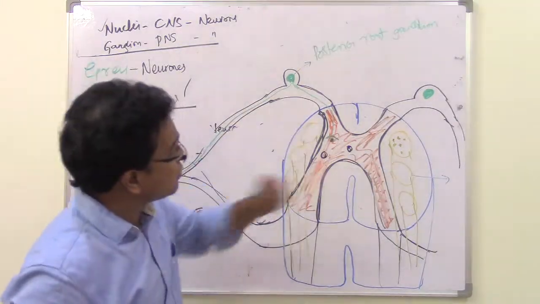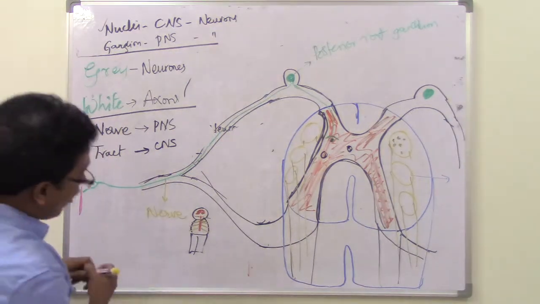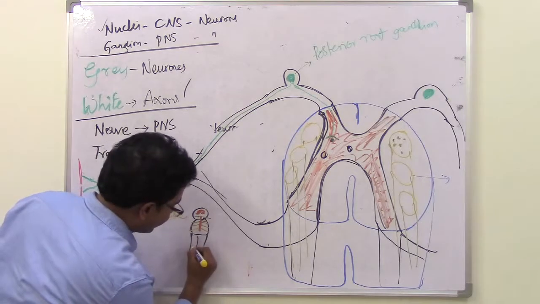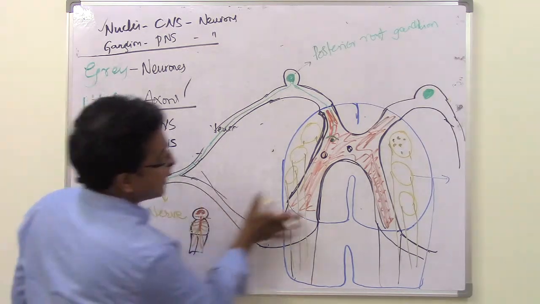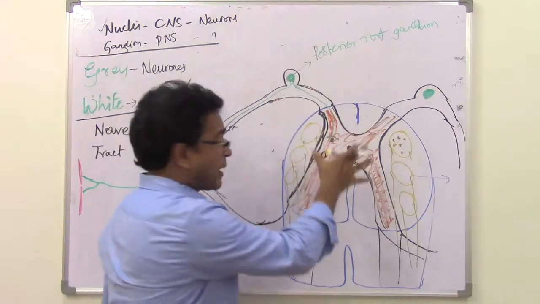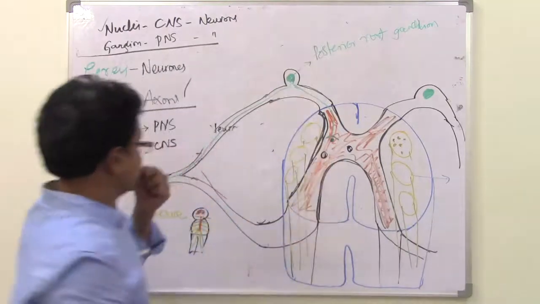So this is the structure of the spinal cord. So what is the spinal cord doing? All the nerves that are coming from our body enter into the spinal cord. From there it is going up, it is taking the information up.